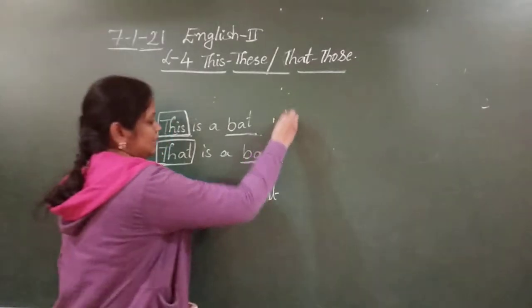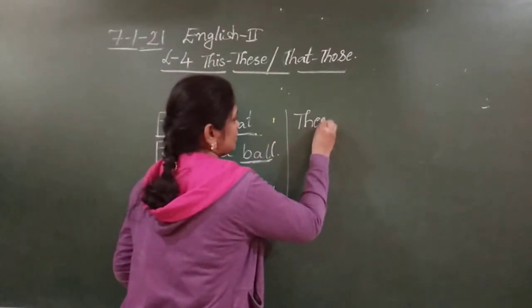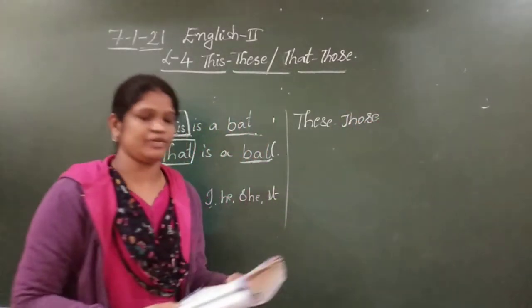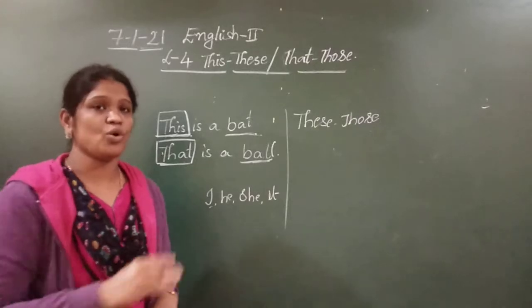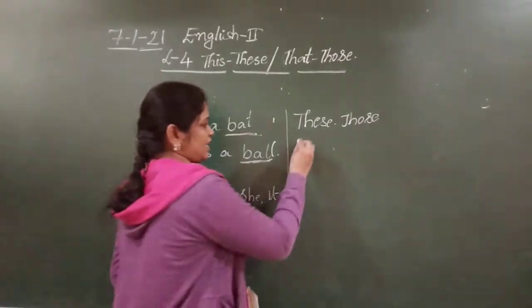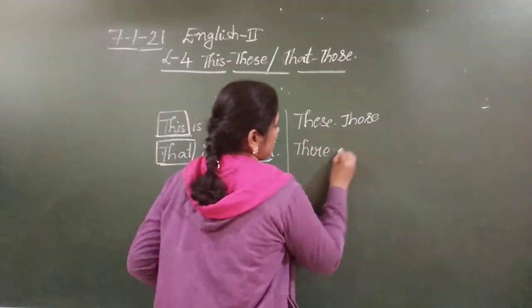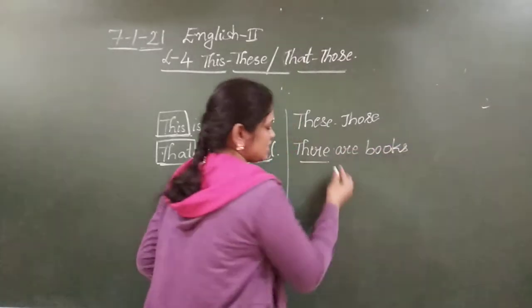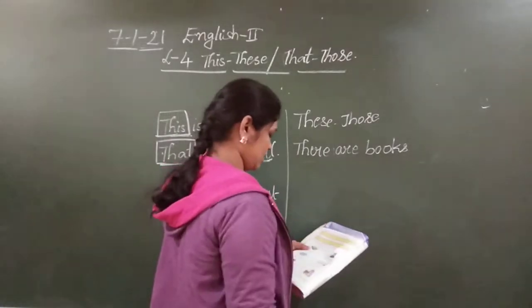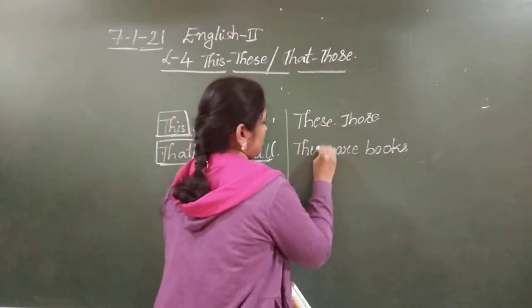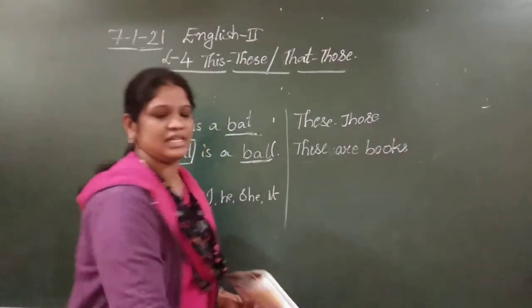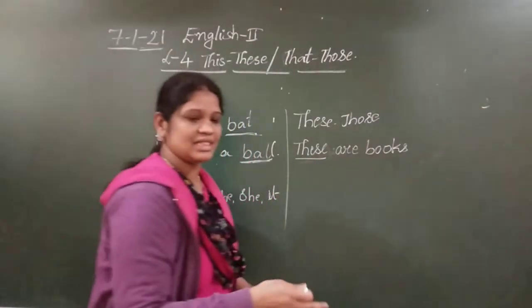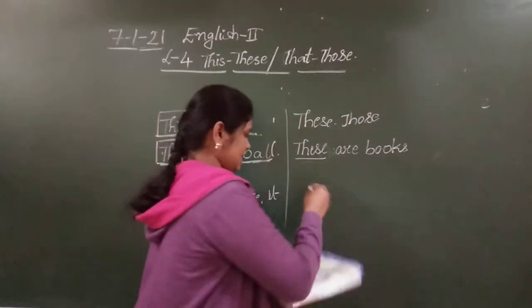We use these or those for naming words which are more than one. For example, these are books. Very near. These are books. Near. So many books, more than one. We will call it these. These are books. Okay. Next.